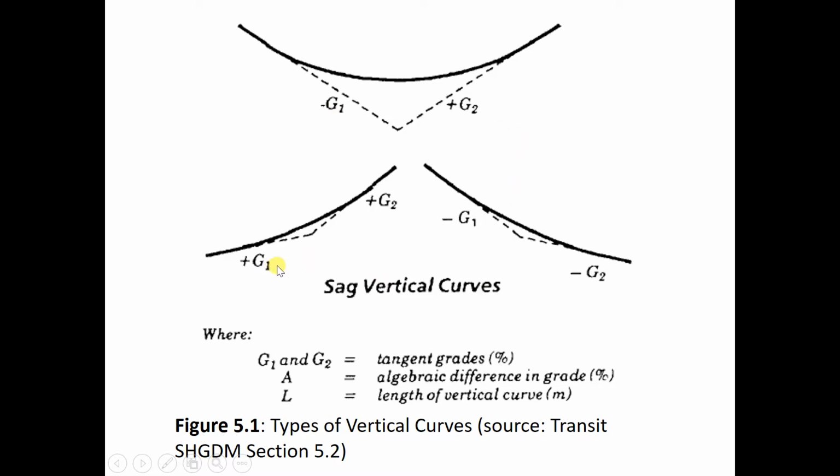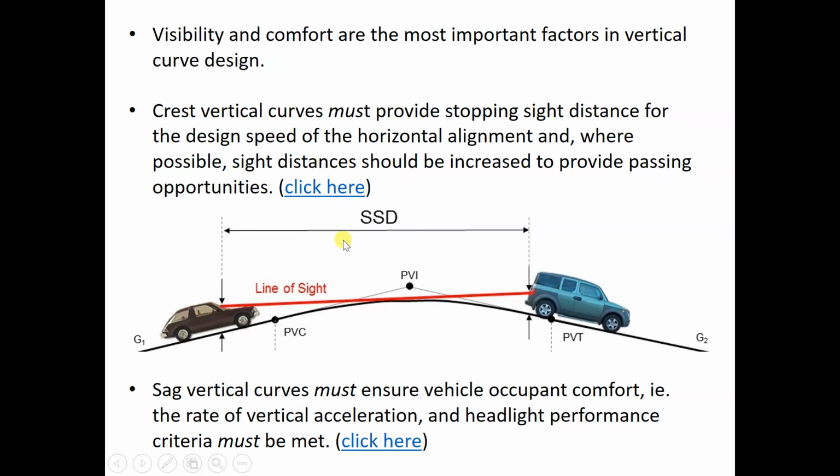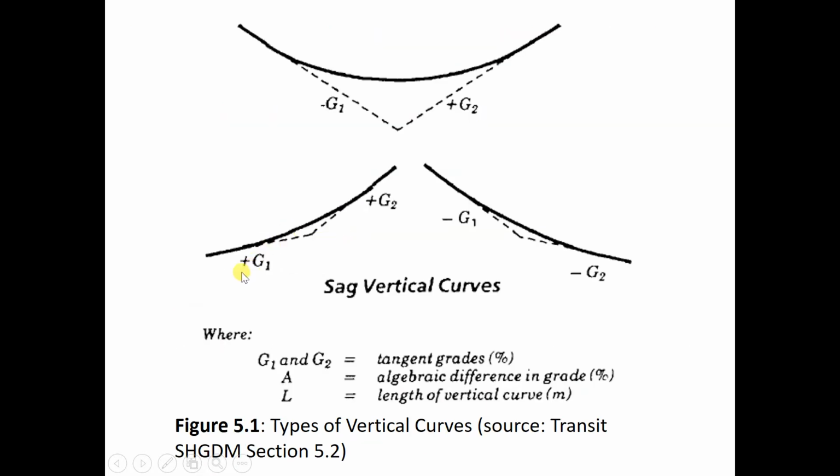Or it could be going upwards, but the curve is concave. That means both grades are positive, just that the first part, G1, has a milder slope compared to the next one, G2. G2 is steeper. It can also go downhill, where the first part, minus G1, is steeper, and then minus G2, the slope is flat, milder.